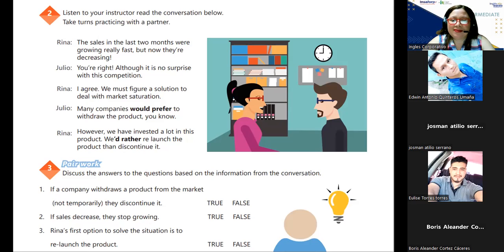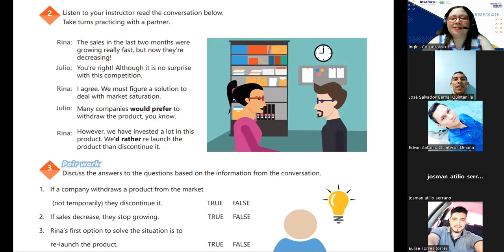The sales in the last 2 months were growing really fast, but now they are decreasing. You're right. Although it is no surprise with this competition. I agree. We must figure a solution to deal with the market situation. Many companies would prefer to withdraw the product, you know. However, we have invested a lot in this product. We'd rather relaunch the product than discontinue it.